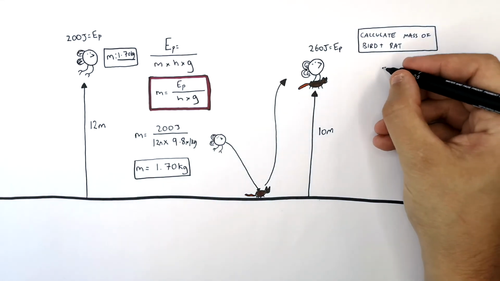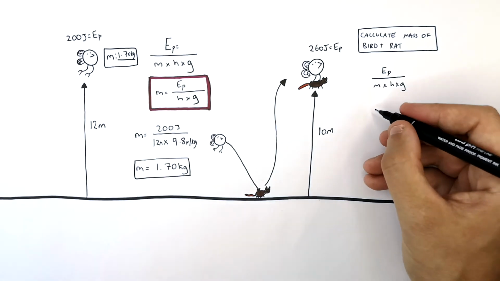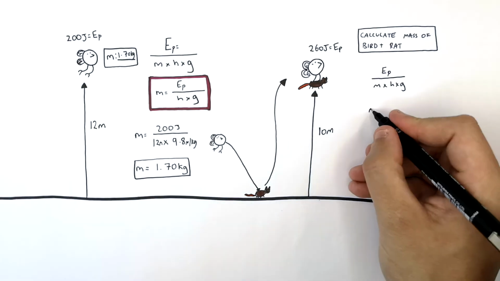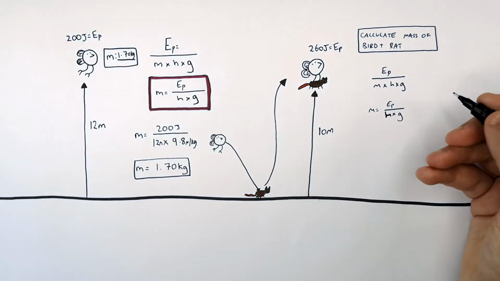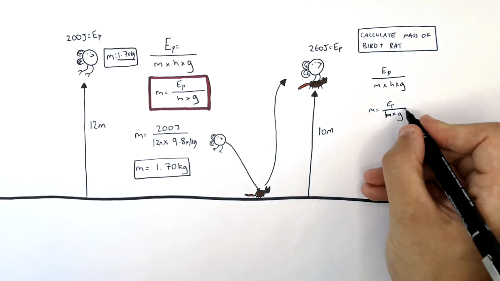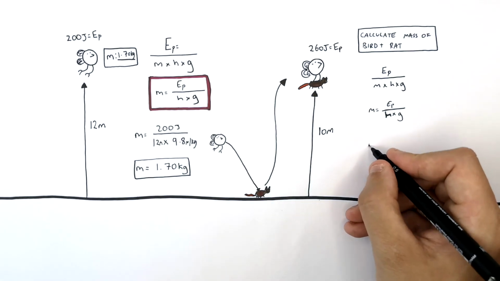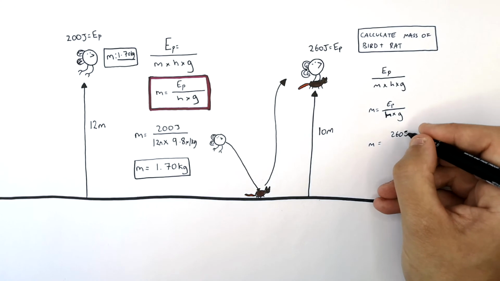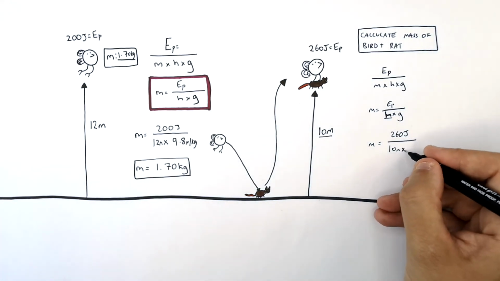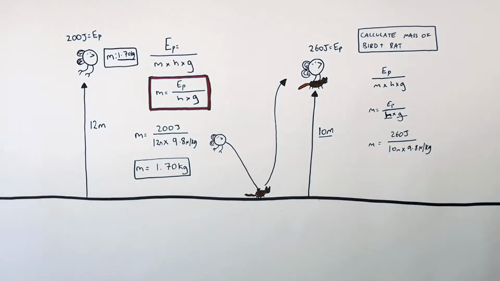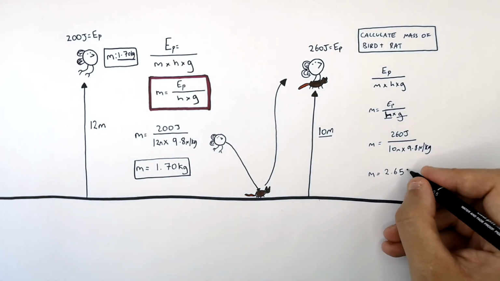So you recall gravitational potential energy equals mass times height times gravitational field strength. Rearrange for M. So M equals E divided by H times G. Mass equals gravitational potential energy stored in the object divided by height times gravitational field strength. Substitute in the numbers. M equals 260 joules divided by 10 meters times 9.8 newtons per kilogram. That gives you a combined mass of the bird and the rat of 2.65 kilograms.